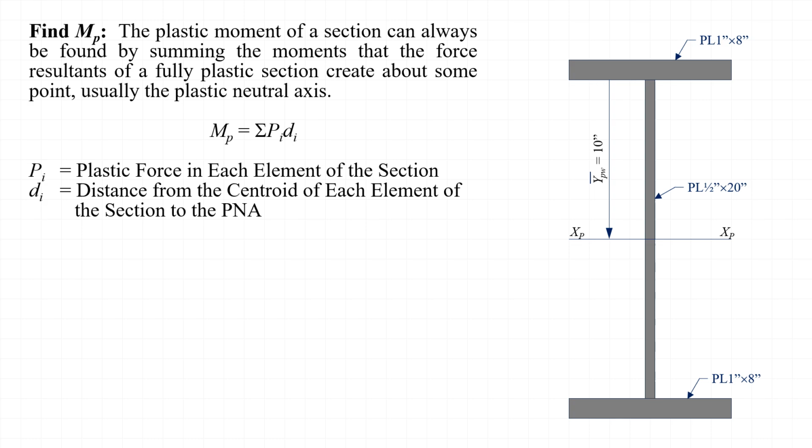In this equation, M_p is the plastic moment, and P_i is the plastic force resultant of each element in the cross-section. We often choose to sum the moments about the plastic neutral axis itself. When that is the case, d_i is the distance measured from each of the plastic force resultants to the plastic neutral axis.